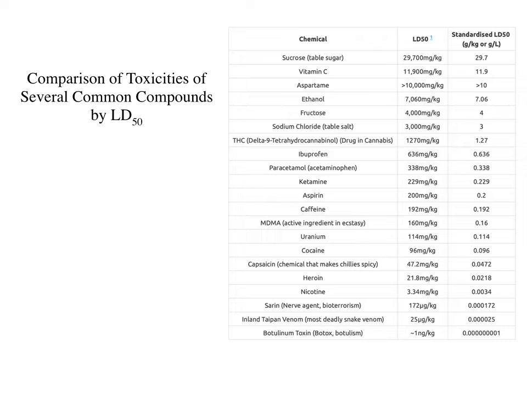So that's why when you're looking at comparisons of multiple compounds like this, you have to include the weight of the organism. But when you adjust for weight, oftentimes you'll find that you will have a proportional amount of toxin per body mass to yield similar levels of mortality.